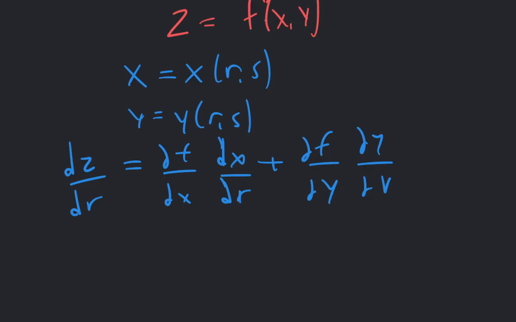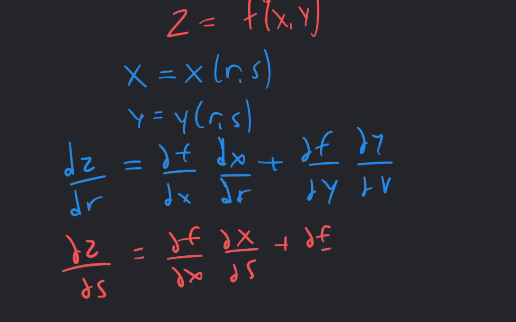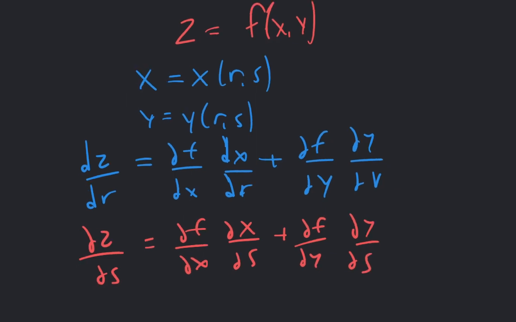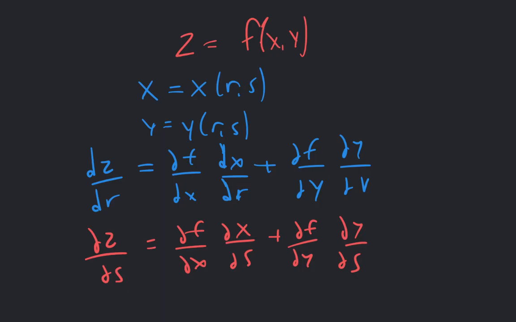These are partials now because it's a multivariable function. And then the same thing with s, but just replace all of the r's with s's. Z may be a function of x and y, but x and y are functions of r and s, so that means z is a function of r and s ultimately. So we could have 2 different derivatives with that.